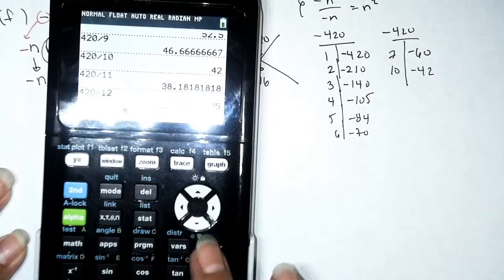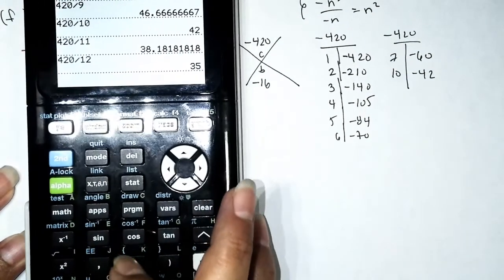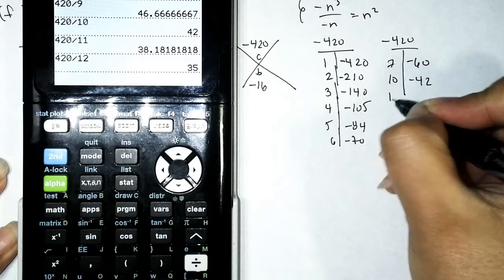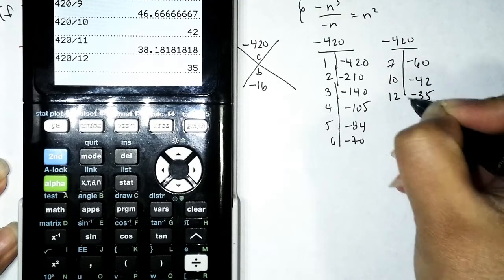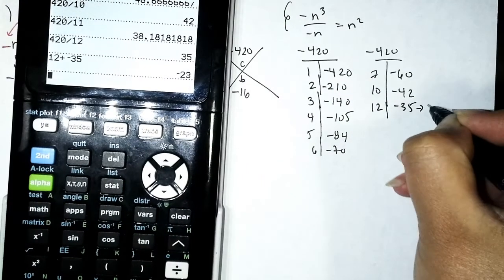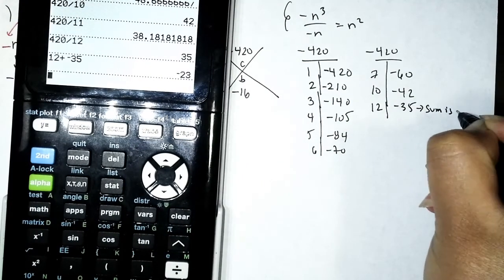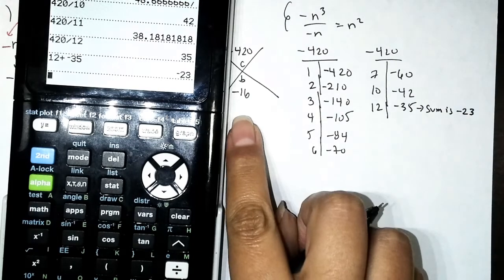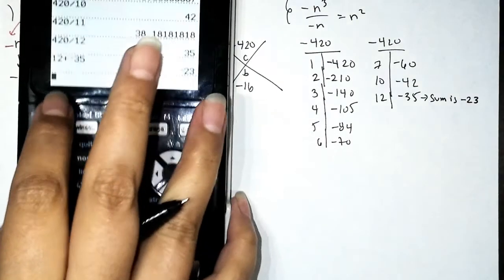Alright, let's go ahead and erase all of that. Okay, where were we? 12. Is 12 a factor yet? You know what? This could be our winner. What's 12 plus negative 35? Oh no. Okay, we're at negative 23. Let me just speak to myself. Sum is negative 23, which is not terribly far from negative 16. So maybe the next one is a winner.